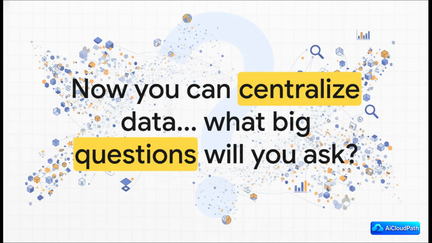So, we've seen how Redshift can truly tame that data chaos, bringing it all into one place so you can finally make sense of it. But this technology, it isn't just about storing data. It's about giving you the power to ask bigger, smarter questions. So I'll leave you with this to think about. Now that you can connect all the dots, what's the first big question you would finally be able to answer?